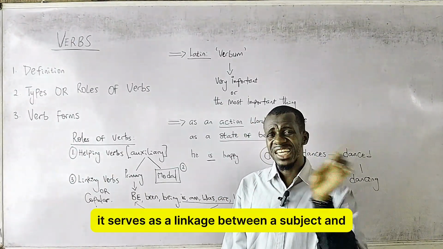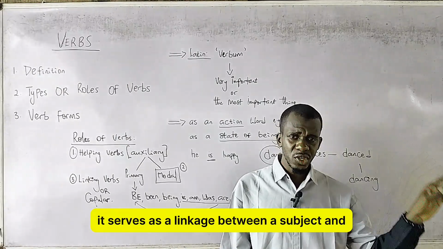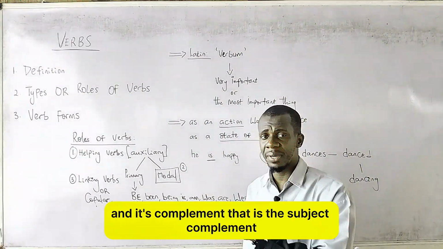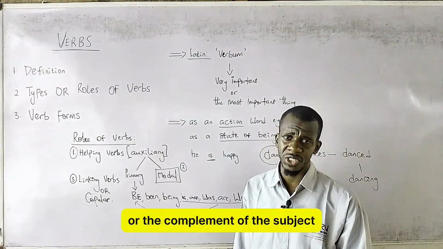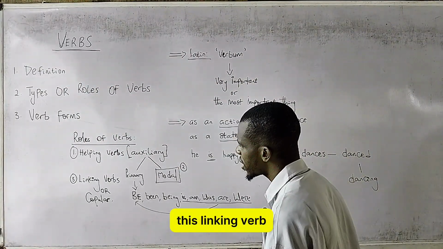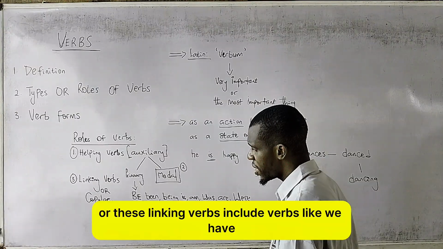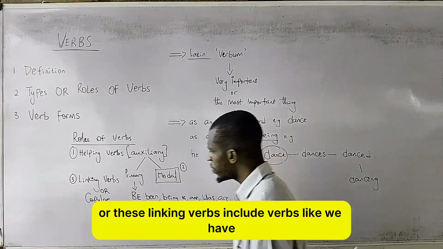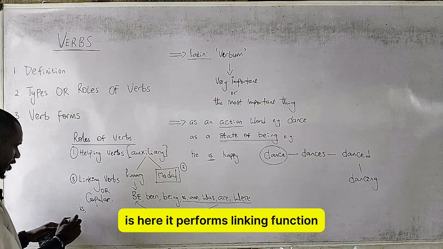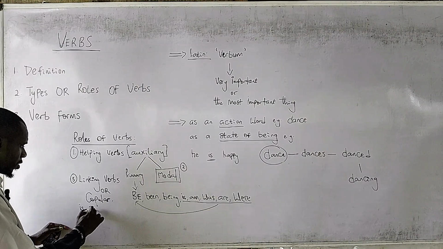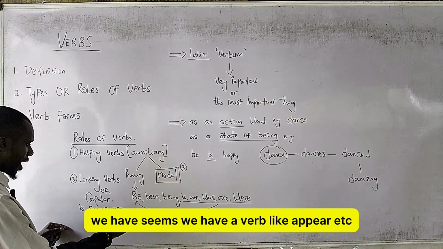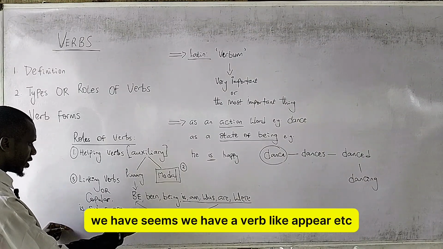It serves as a linkage between a subject and its complement, that is the subject complement or the complement of the subject. Excellent. Now, this linking verb or these linking verbs include verbs like we have is here. It performs linking function. We have seems. We have a verb like appear, etc.